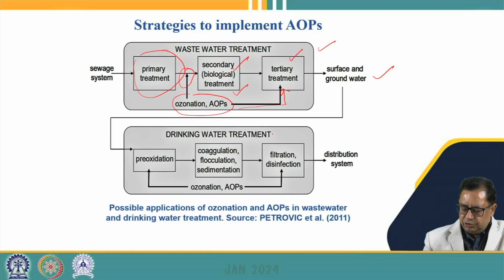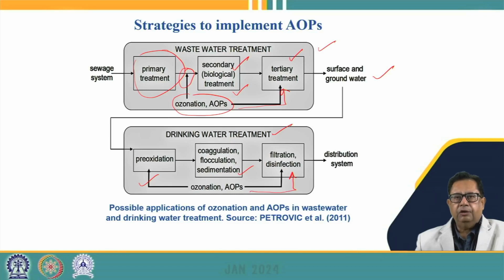Similarly, in drinking water treatment systems, pre-oxidation may be done before we go for coagulation, flocculation or sedimentation, and then we can also use the advanced oxidation processes during the filtration or disinfection process, after which we can take the water to the distribution systems. So we can apply the advanced oxidation processes depending upon the requirement, whether pre-oxidation or post-oxidation is required. Accordingly we can decide and implement the advanced oxidation processes so that we can reduce the cost of the treatment.